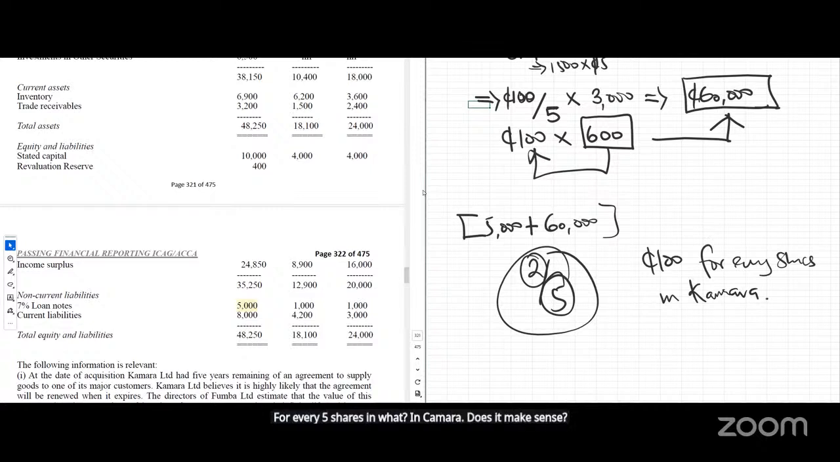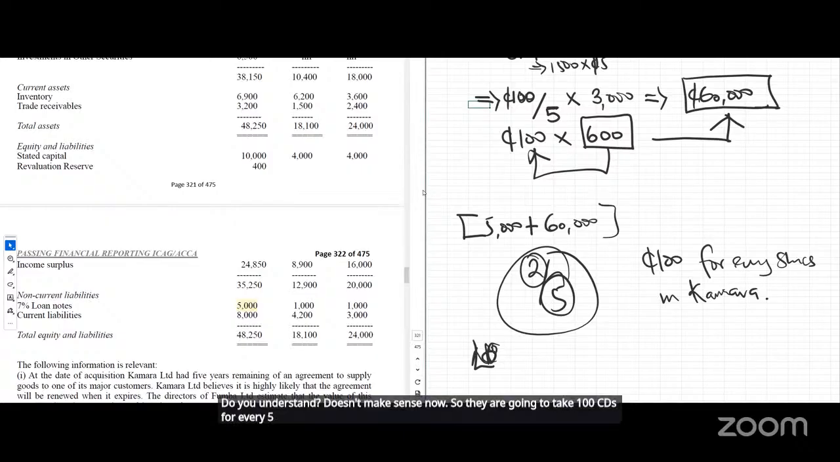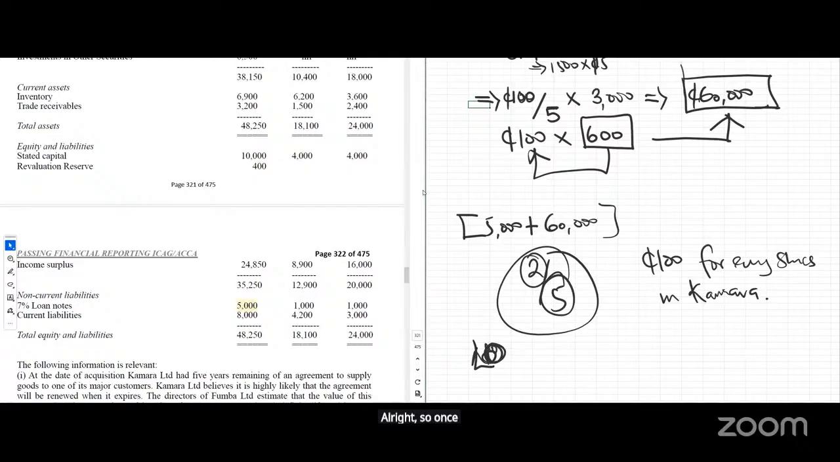So all you have to do is take the loan note exchange ratio, and that's the exchange ratio, 100 for every 5 shares. Do you understand? So you are going to take 100 CDs for every 5 shares held in the subsidiary times the number of shares. Once you do that, you get the amount. Then that becomes the cost of investment.